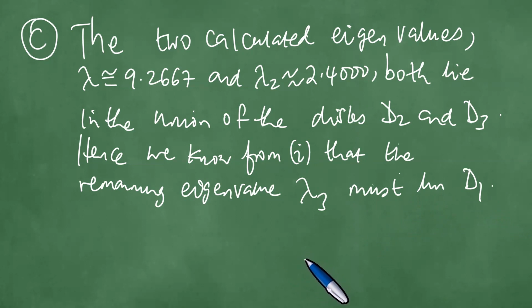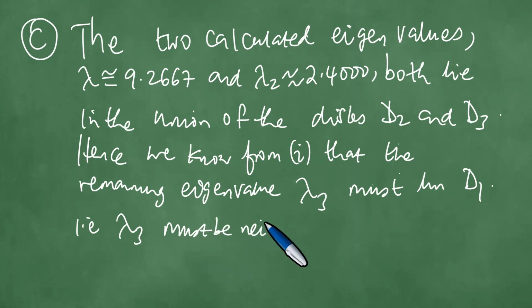Okay, must lie in D1. Right now, a couple of things I want us to consider, and that would be that lambda 3 itself must be near -6.